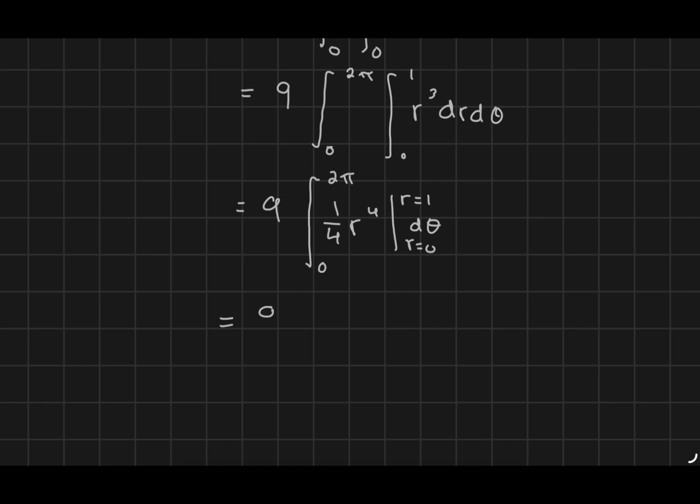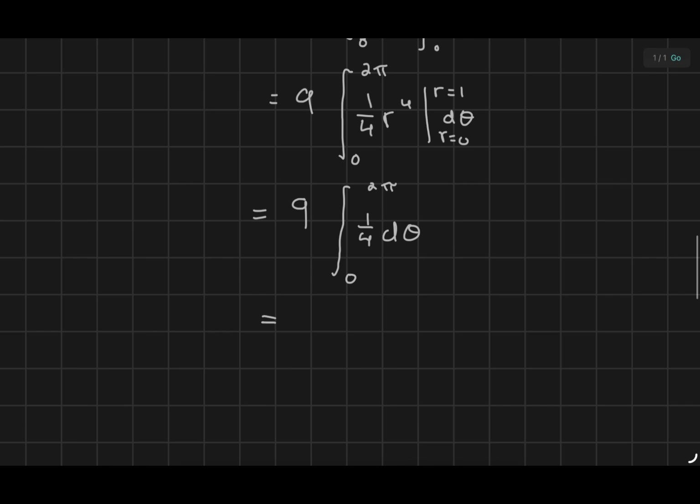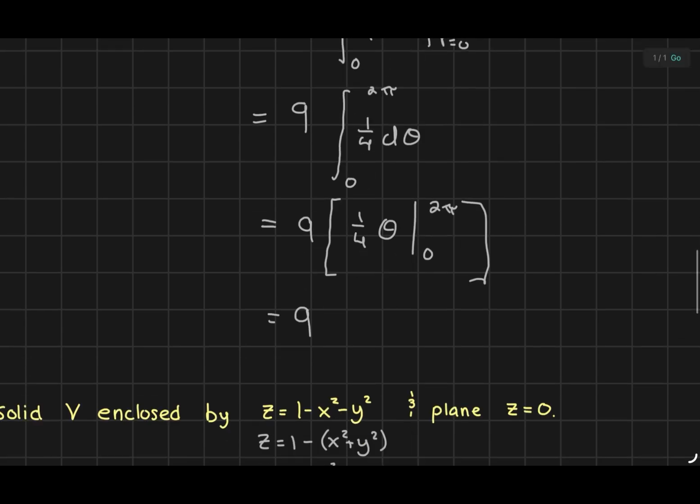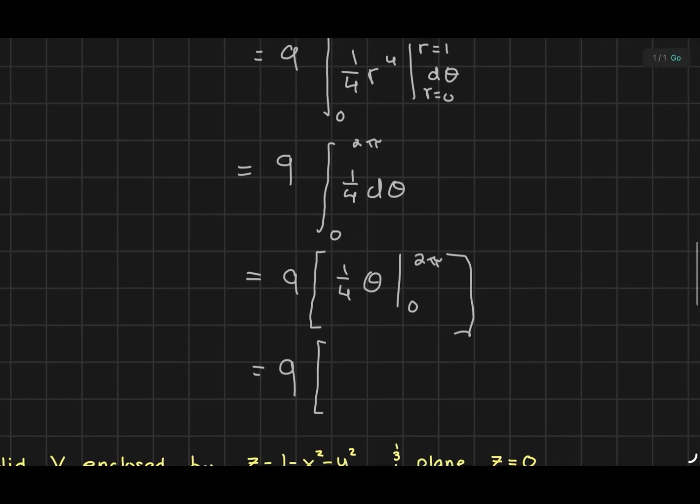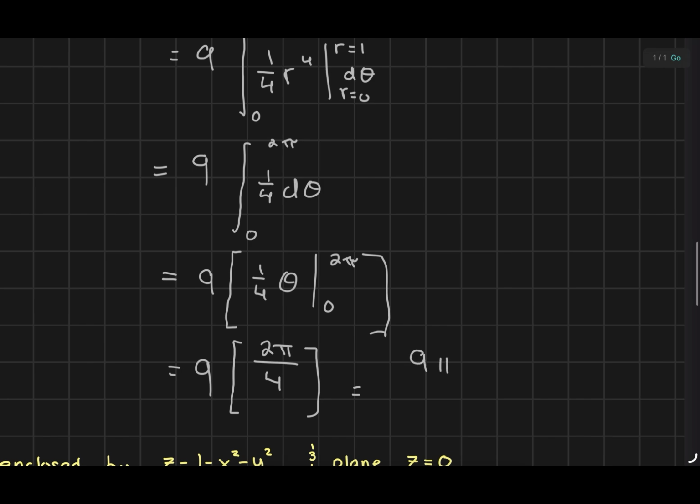So this is going to be 9 times the integral from 0 to 2 pi of 1/4 d theta, which is going to equal 9 times 1/4 theta, evaluated from theta is equal to 0 to 2 pi, which is going to equal, finally, 9 times 2 pi over 4, which is going to equal 9 pi over 2.